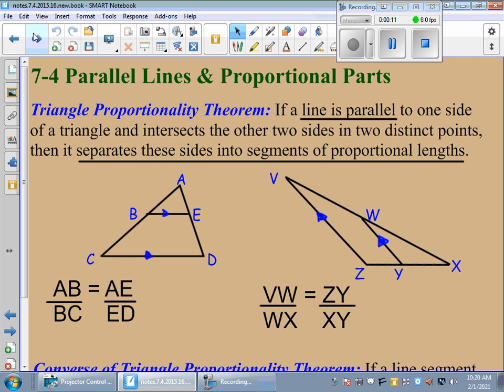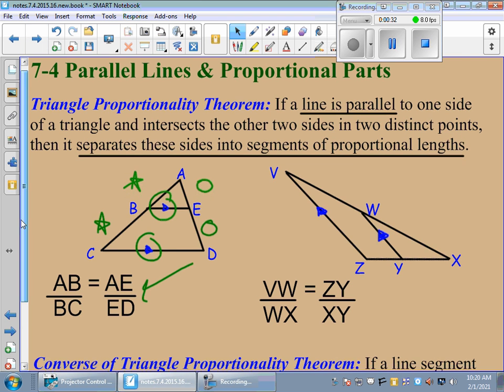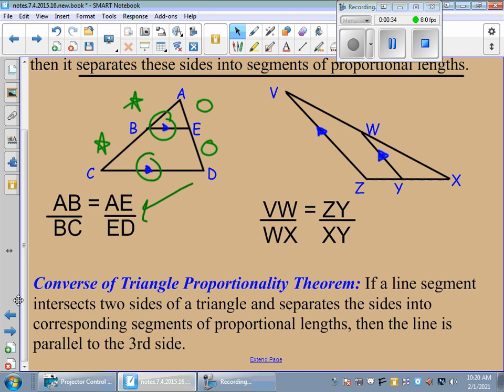So reading through here, if a line is parallel to one side of a triangle and intersects the other two sides in two distinct points, then it separates these sides into segments of proportional length. So again, here's our proportional symbols. So that means this over this is in proportion with this over this, and we put that there, cross multiply, and we can solve from there. This is the converse, which states that if you do have a proportion, then the sides are parallel.